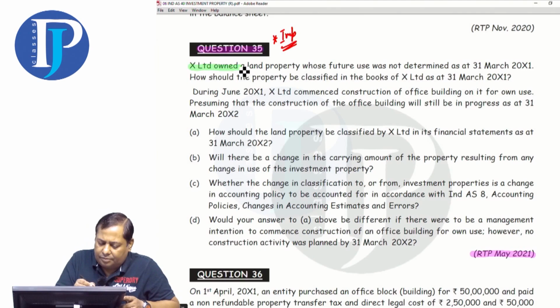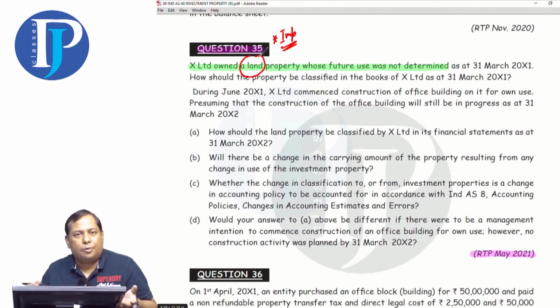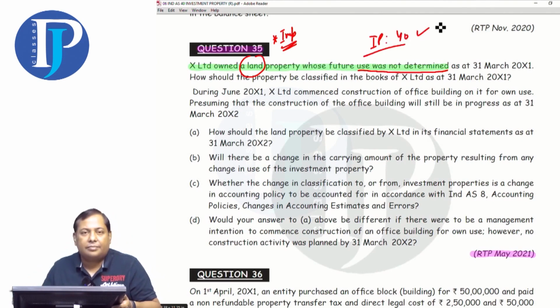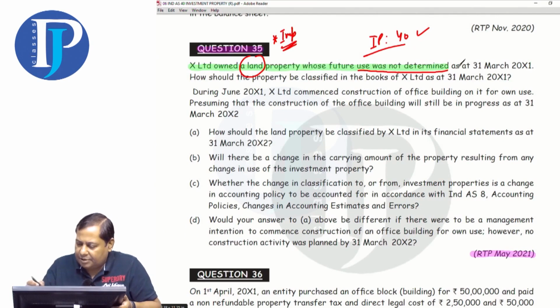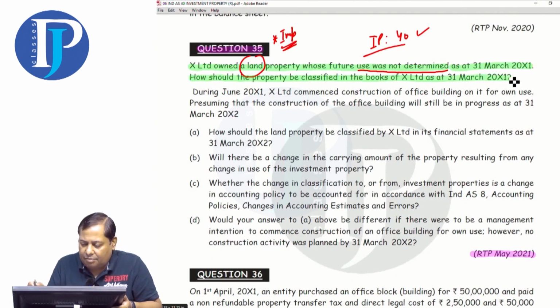X Limited owned a land whose future use was not fully determined. Strange, if you own a land and you don't know about its use. So I have told you this case study: consider it as investment property and apply Ind AS 40 to it. Land with an undetermined use comes under investment property and 40 applies to it. And this position is from 31st March X1. How should the property be classified in the books of X Limited as at March X1?